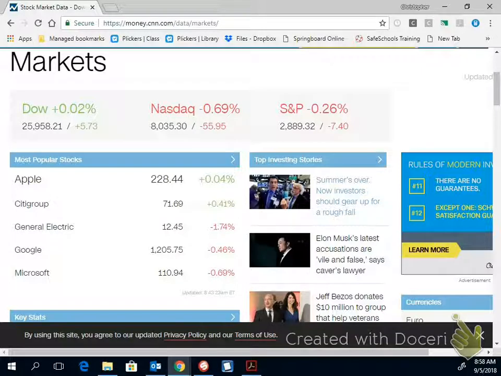It's kind of fun. It's kind of weird to watch, but so this is plus 0.04%. So that is 4/10 of a penny or 4/1000 of a dollar.